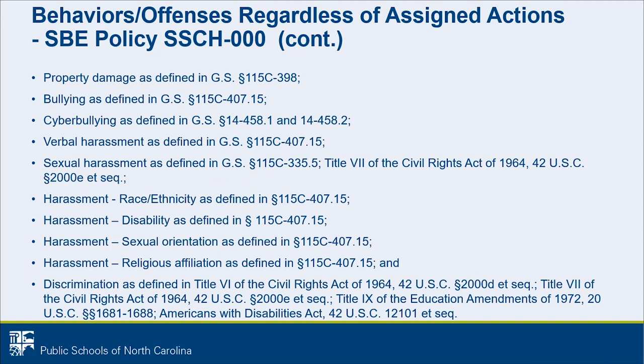Again, the general statute references are in the slide. Property damage, bullying, cyberbullying, verbal harassment, sexual harassment, harassment due to race or ethnicity, harassment due to disability, harassment due to sexual orientation, harassment due to religious affiliation, and discrimination as defined in Title VI of the Civil Rights Act of 1964. Note, please refer to the Discipline Data Reporting Procedures Manual for guidance on proper reporting of the multiple harassment codes.